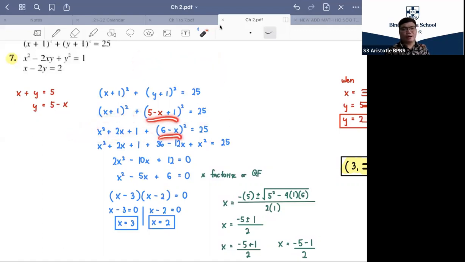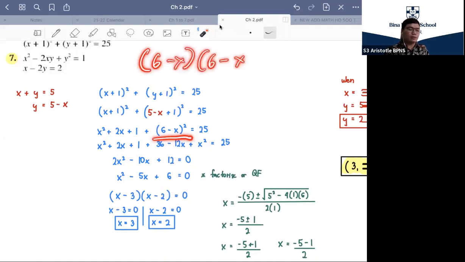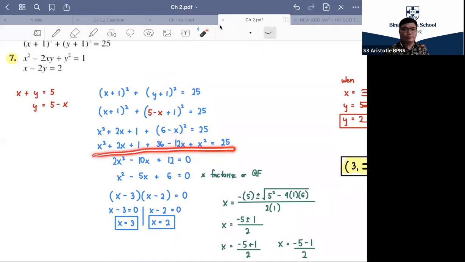Okay, and then this one, you simplify this first. You'll get 6 minus x squared, right? So don't forget the square equals 25. So bring down 25. And then you expand 6 minus x. So 6 minus x times 6 minus x. So what you'll get? You'll get 36 minus 12x plus x squared, okay, equals 25. So we are now here.